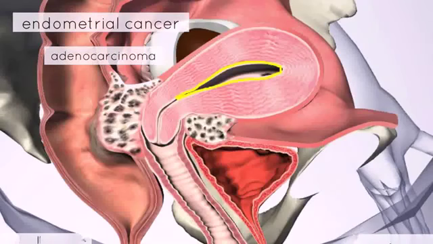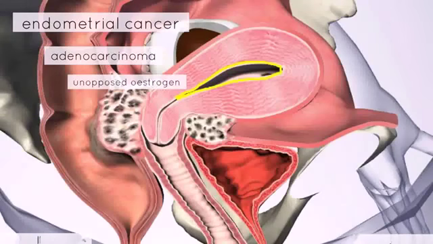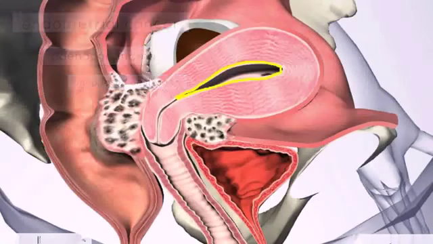Risk factors for endometrial cancer relate to prolonged exposure to unopposed estrogen, and that's the main risk factor. Unopposed just means that there's no progesterone along with the estrogen to modulate the effects of estrogen. It doesn't have that protective effect of the progesterone.